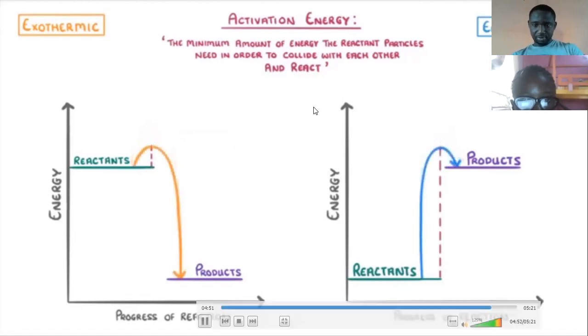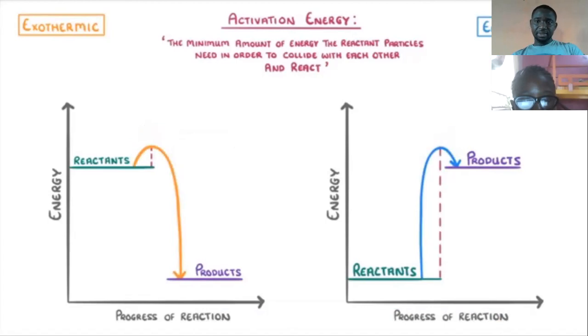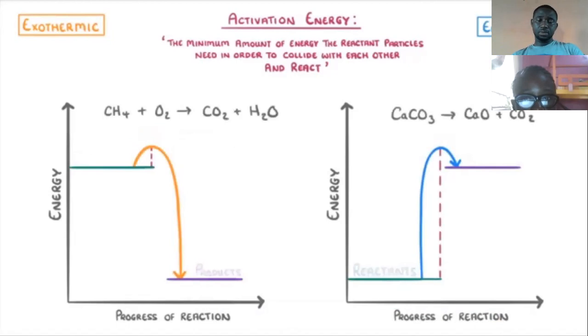Now, the very last thing we need to say is that if you were drawing a reaction profile for a specific reaction, like the ones we discussed earlier, then instead of just writing reactants and products on the lines, we can actually put the chemicals from our equations.